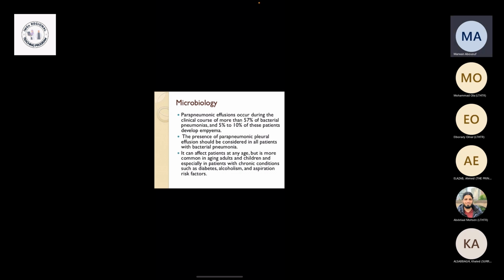When pleural effusion is associated with nosocomial pneumonia, such as the gram-negative one, which is acquired in the hospital, the prognosis is poor. Patients recover more slowly, the length of hospital stay is longer, and the microbiology is different.